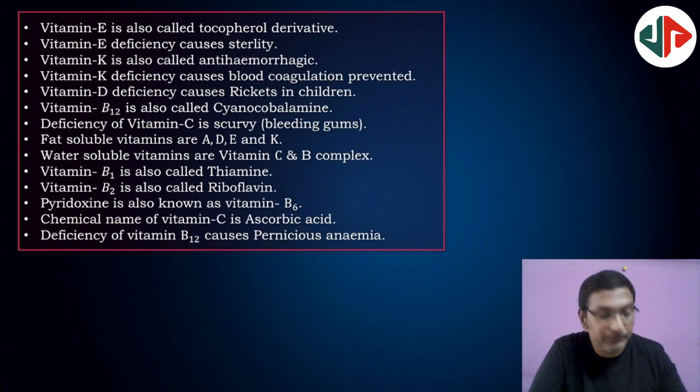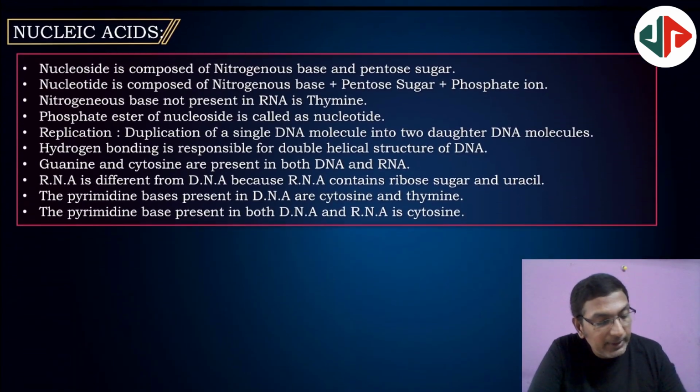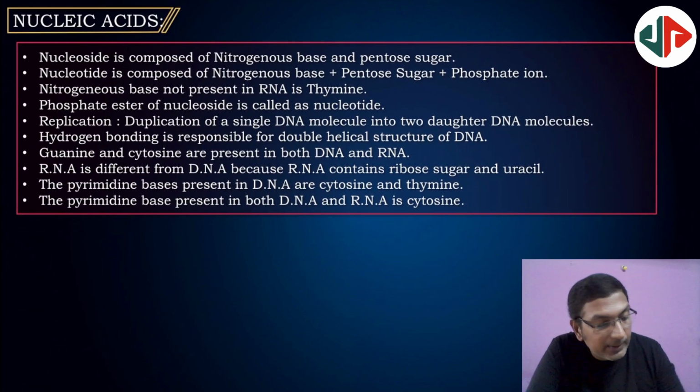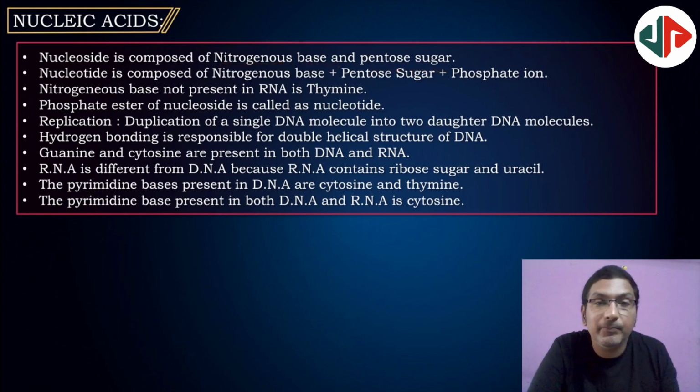Next, nucleic acids. Very important. Nucleoside is composed of base and sugar. So a sugar is pentose sugar and base is nitrogenous base, nitrogen containing base. Nucleotide is composed of base plus sugar plus phosphate ion. 3 components.